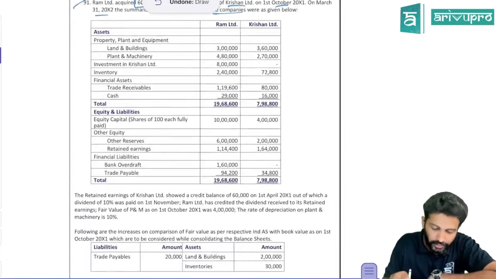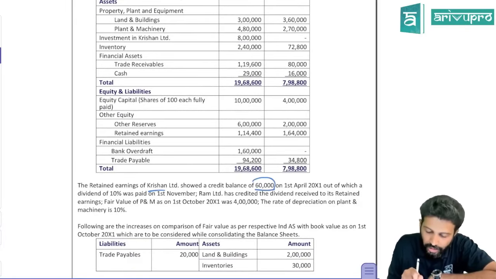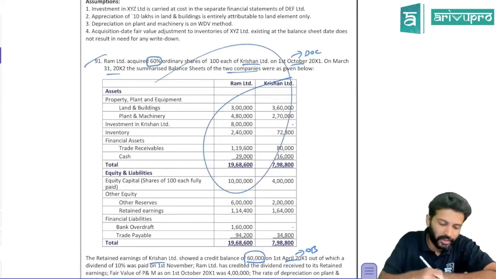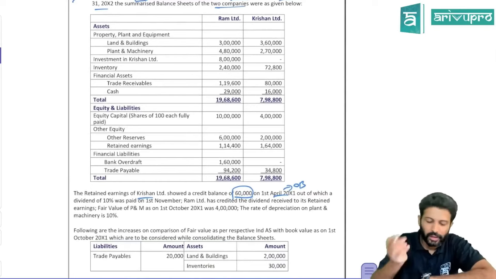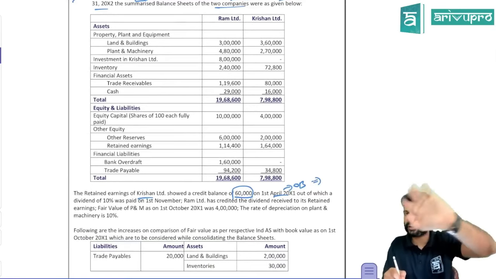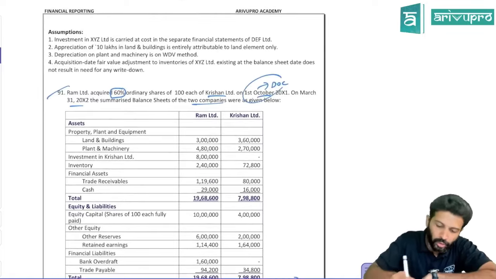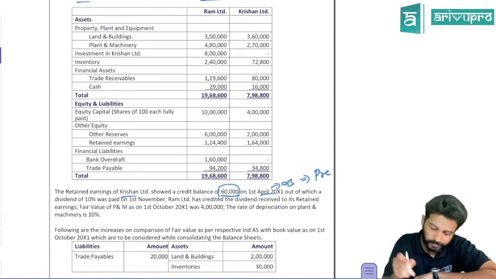Then retained earnings of Krishna Limited, that is the subsidiary company, showed a credit balance of 60,000 on 1st April. They have given the balance as on 31st March 20x2, so the 1st April balance is nothing but the opening balance. The opening balance of retained earnings was there before the parent got control, right? Because you got control only on 1st October. So this was already existing, which means this is pre-acquisition profit.